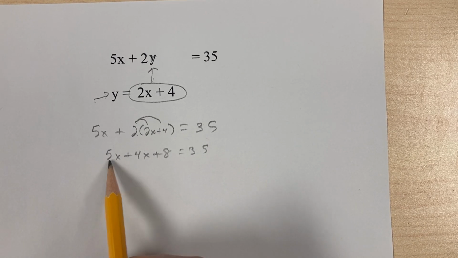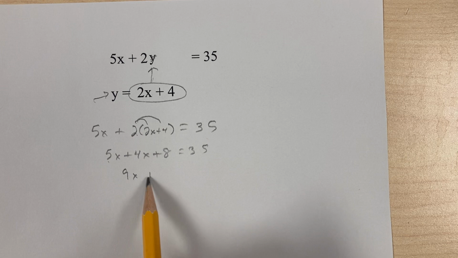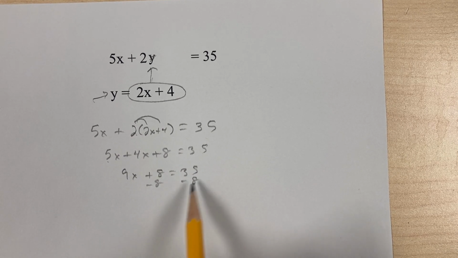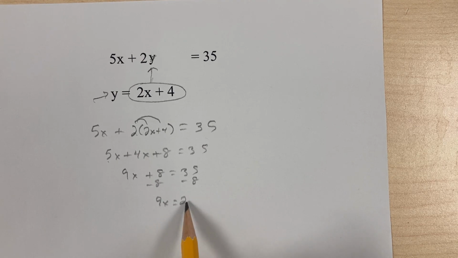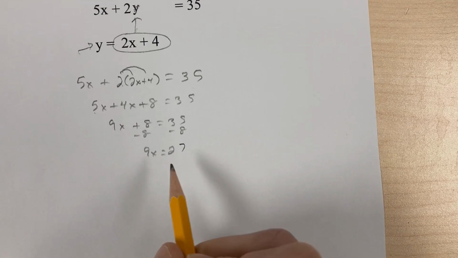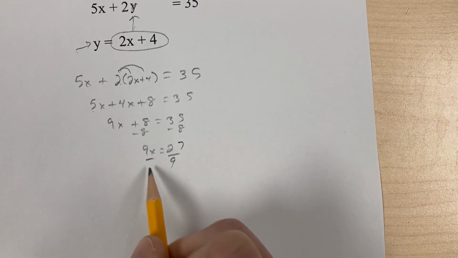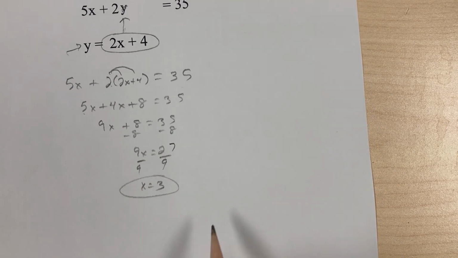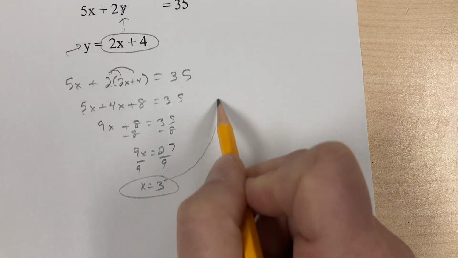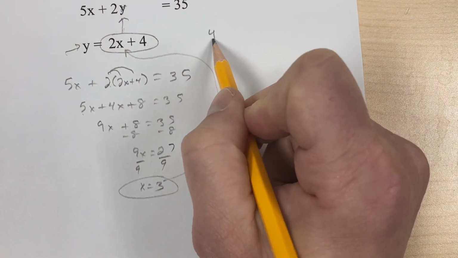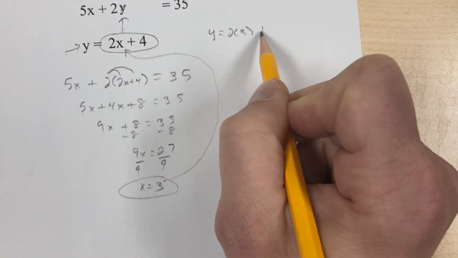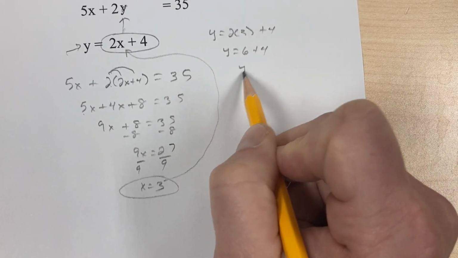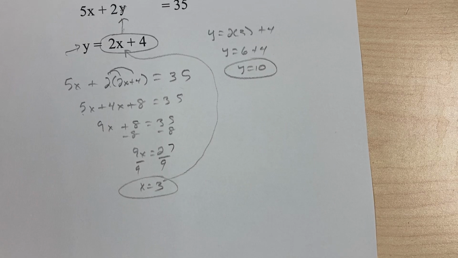Put these together, 5x plus 4x will make 9x plus 8 equal to 35. We're going to subtract 8. 9x equals 27. And then we're going to divide by 9. We'll get x equal to 3. Okay? So that's the x value. Then let's put that 3 back in here for x. Y is going to equal 2 times 3 plus 4. So that's going to be 6 plus 4, which means y will equal 10.